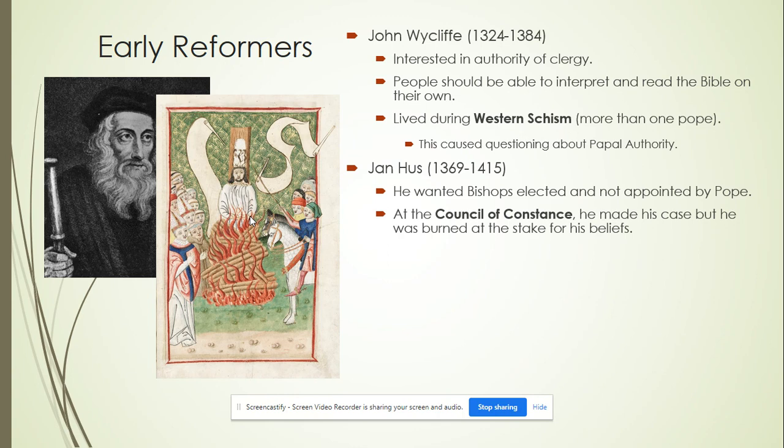Jan Hus, like a couple of these reformers, is going to have this happen to them. He's called in front of a Catholic council, the Council of Constance. He states his case, but the Catholic Church rejects his teachings and burns him at the stake. Prior to this, Jan Hus had been excommunicated from the church, which means that he is banished, not just from the church, but from the religion.